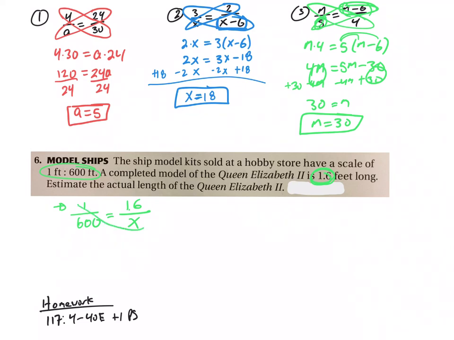So I'm going to multiply this times this. It's going to be 1 times x. It's going to equal 1.6 times 600. So this is going to tell me x is going to equal, and I plug in my calculator, 960 feet long.